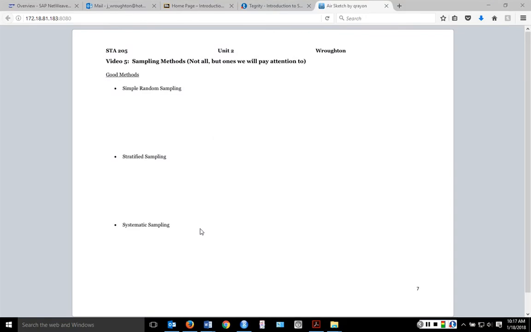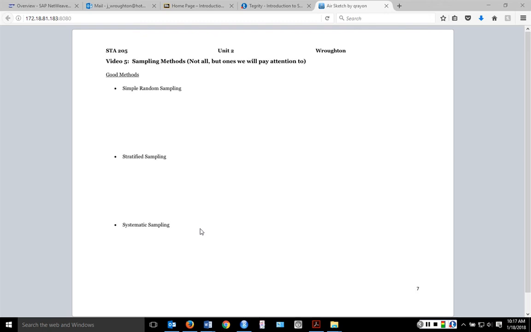Alright, so now that we've talked about bias and what we basically shouldn't be doing, we're going to focus a little bit on how we can collect a sample in a good way. There are many different methods we could talk about when it comes to sampling, but we're just going to cover a few in this course. The first three are good methods that are used quite often. The first one is what's called simple random sampling.